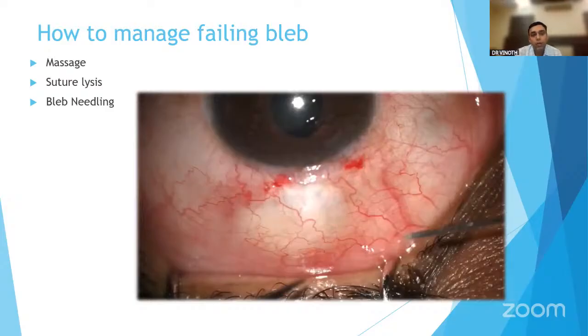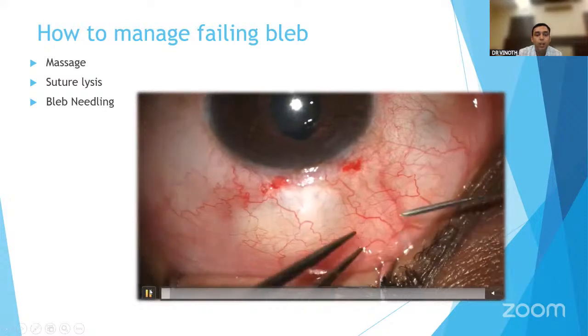So if the bleb is going to fail, what are the things you should do? Go for a massage. Ask the patient, if there is a high IOP, to come for very periodical short reviews, like every 10 days or 1 week. Give a nice massage so the bleb is elevated, and go for suture lysis.